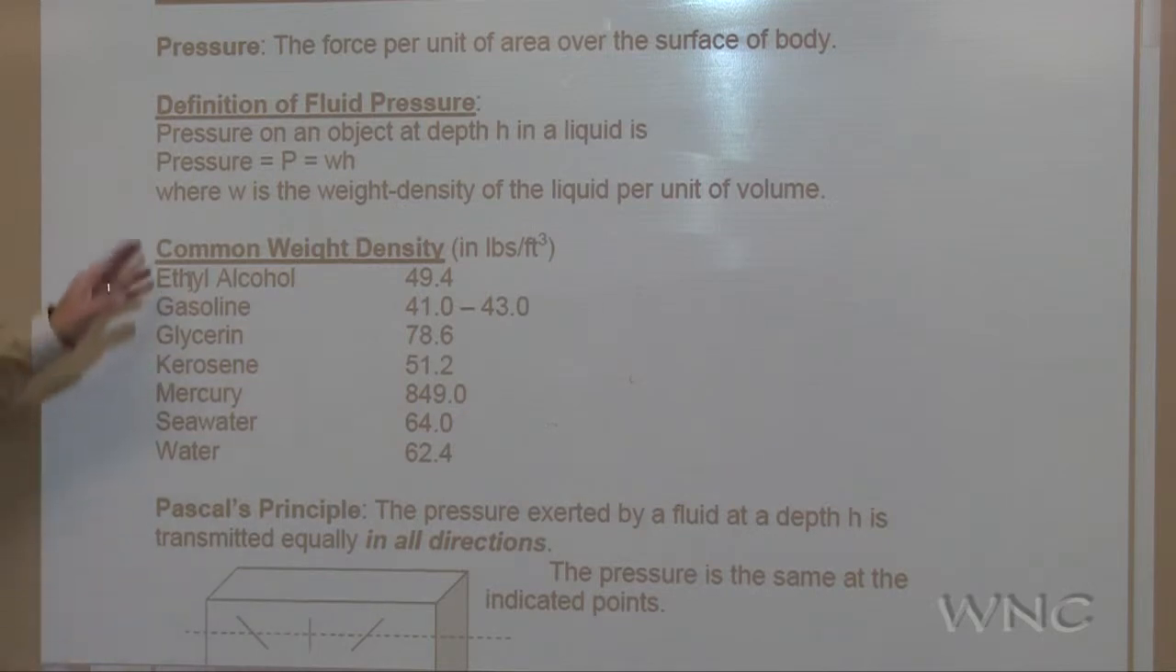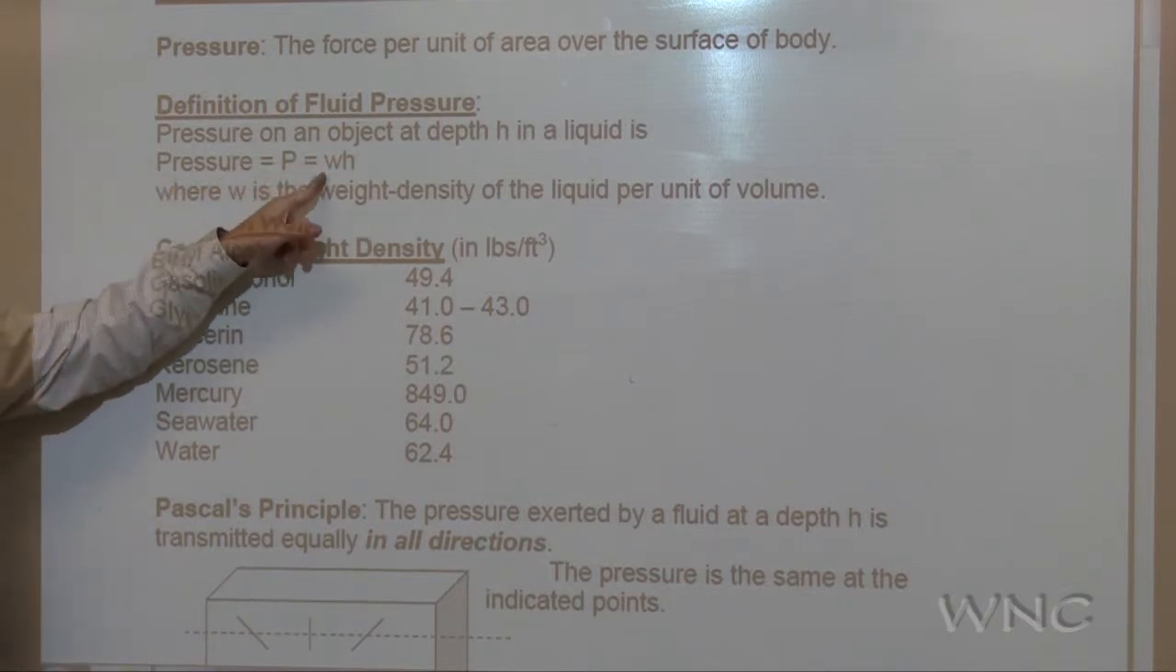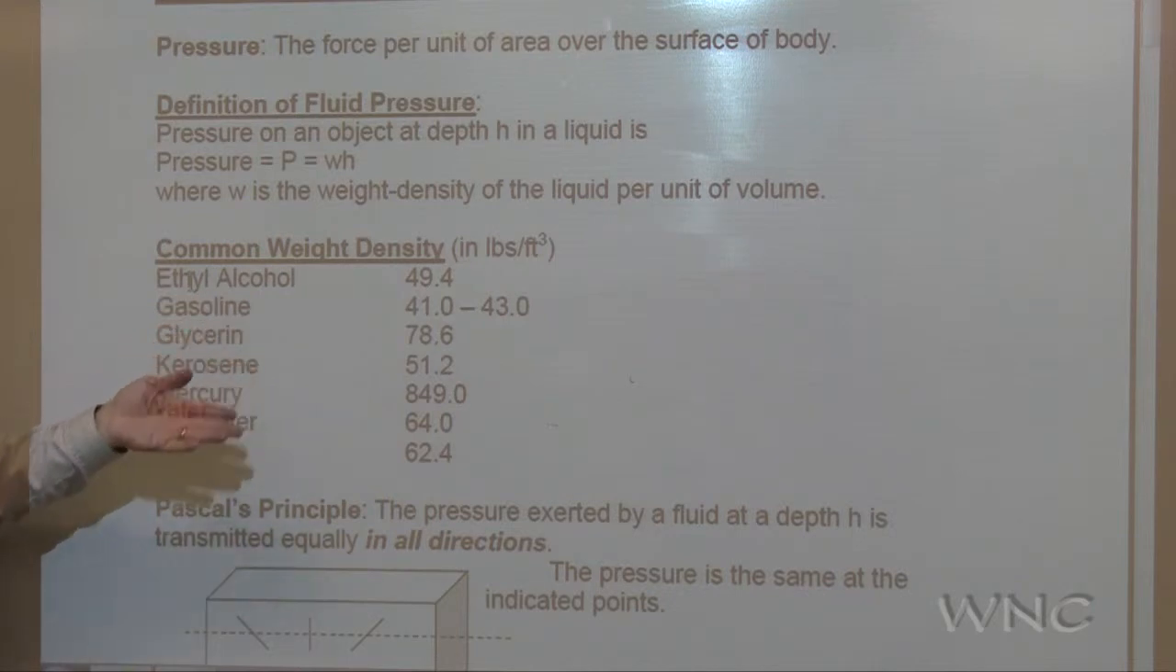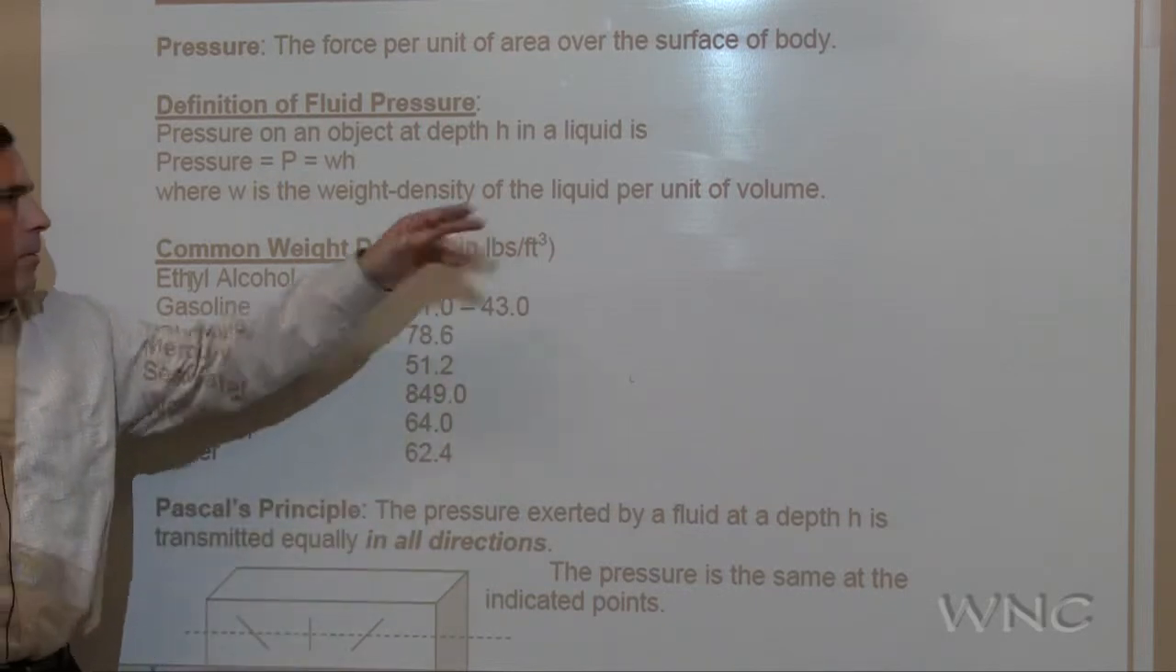Definition of fluid pressure. The pressure on an object at depth h in a liquid is P equals w times h, where w is the weight density of the liquid. We typically use water, but we could be talking about something else, like gasoline or oil, different things that have different densities.